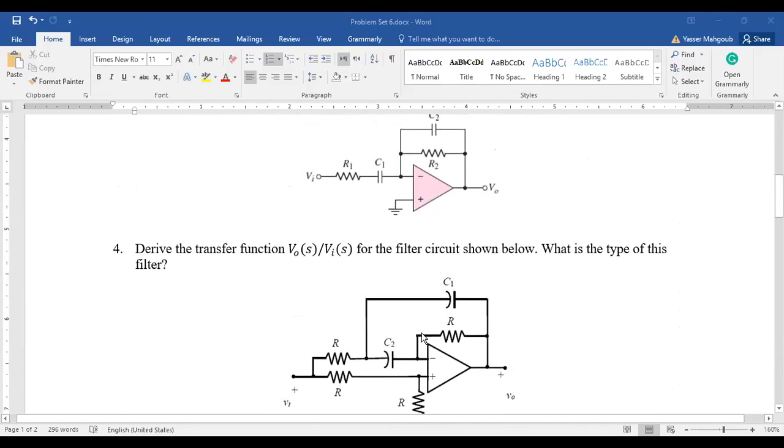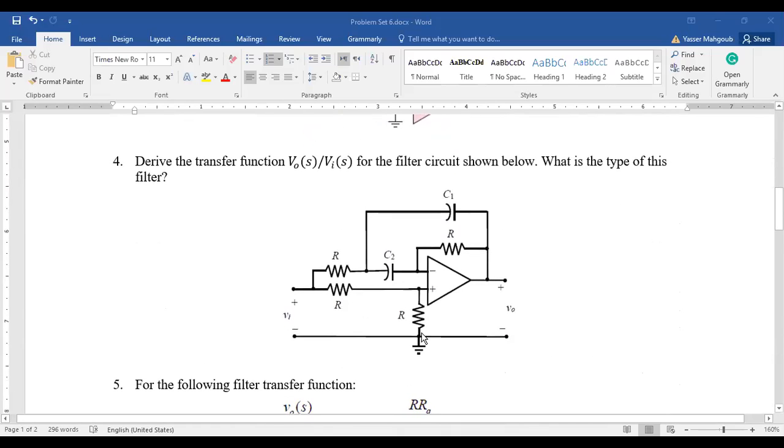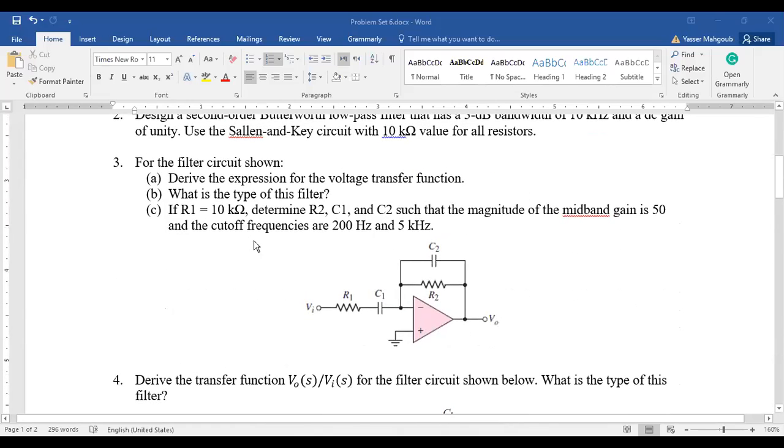Okay. So this is one way to find the transfer function of a filter, right? So given this circuit here, question 3, we need to derive the expression for the voltage transfer function. Okay, so we need to find V out of S divided by V in of S. So this is what is meant by the transfer function. So here we need to find H of S, which is V out of S divided by V in of S. Okay.